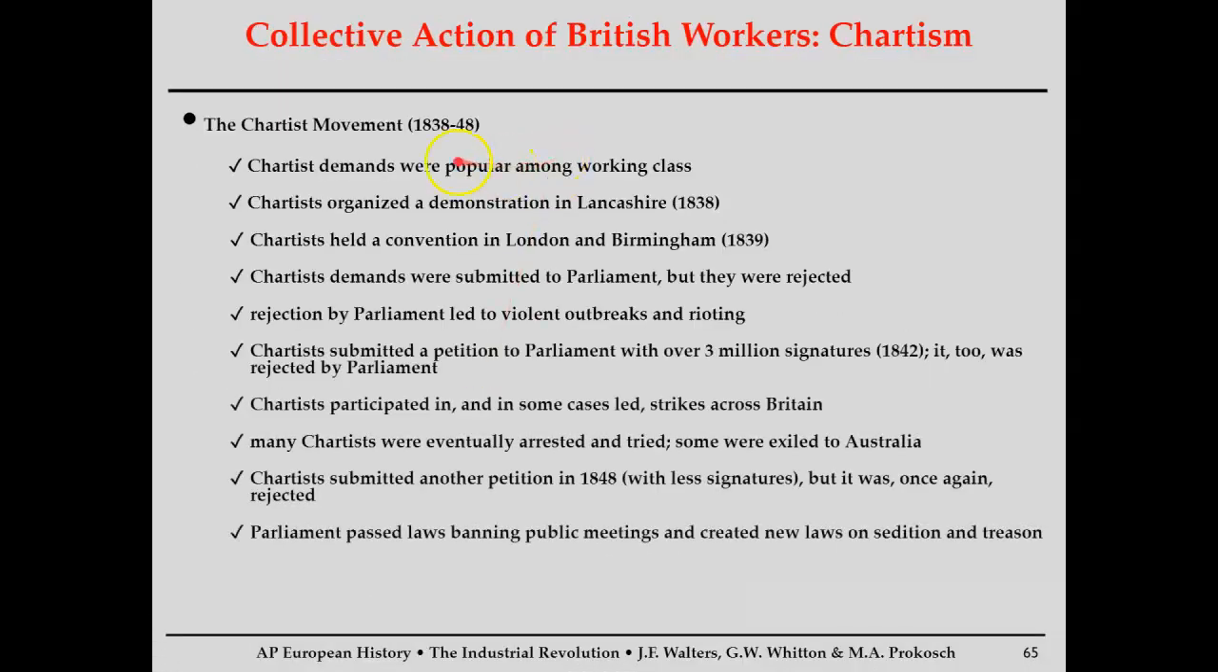So the Chartists are going to submit these demands to Parliament, and Parliament's like, okay, and they reject it. So there's some violent rioting, and then the Chartists got a petition for Parliament to use these 6 demands. They got 3 million people to sign it, which is quite a bit, and then Parliament rejected that as well, which leads to more strikes across Britain. And now the British government steps in. They start arresting the Chartists, exiling some to Australia, yet again, very famous.